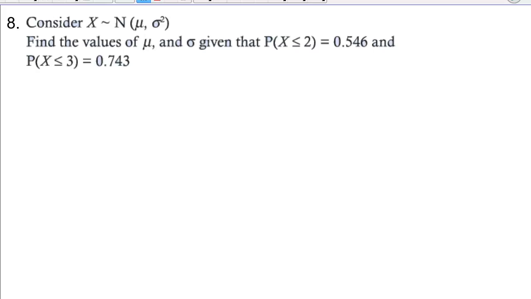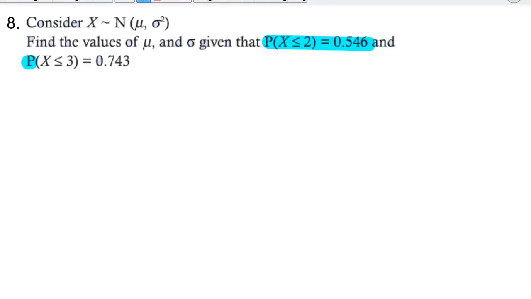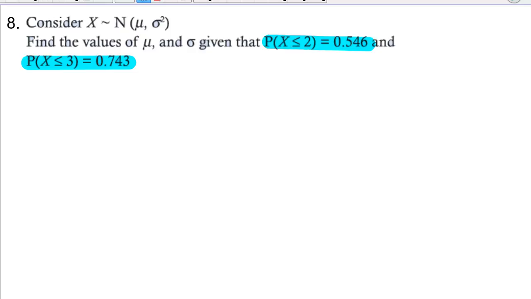Number 8, consider a random variable x which follows normal distribution with parameters mu and sigma. Find the values of the mean and standard deviation. So we are given these two conditions, and what you're going to do here is to try and basically do the exact thing that we've done here. Transform x values to z-scores using these two conditions. We'll end up with two equations and then we solve them using simultaneous equations.